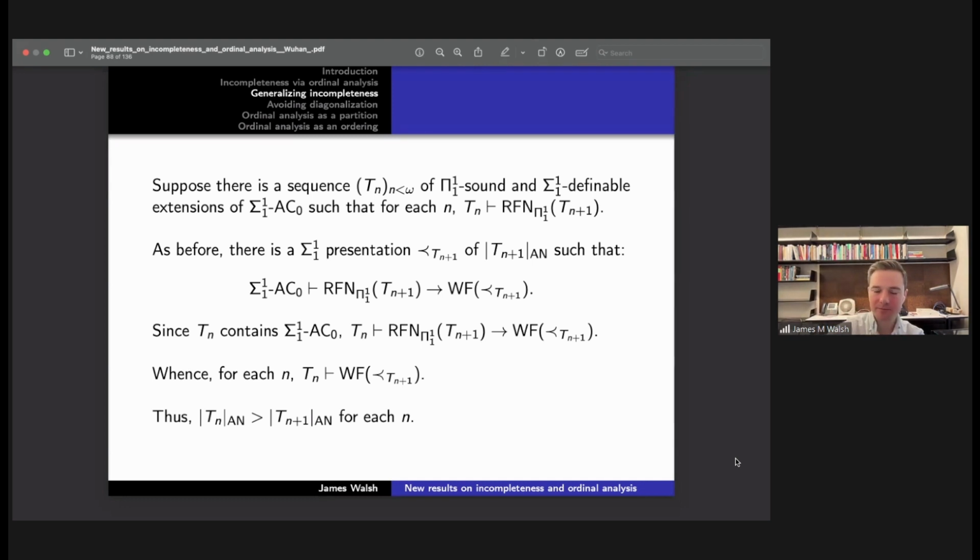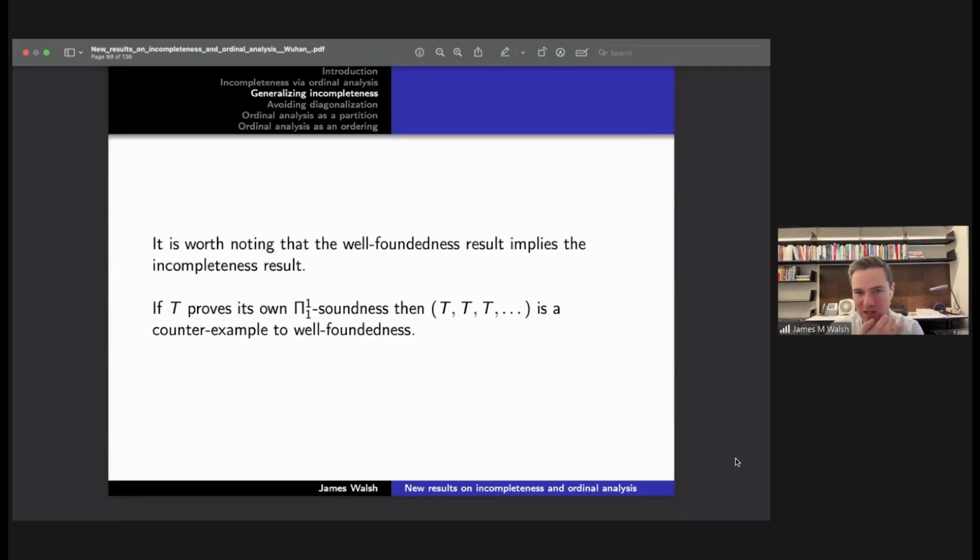Which is to say that we have a descending sequence in the ordinals. We take the analytic proof-theoretic ordinal of T0, then of T1, then of T2, and so on. And that's a contradiction because the ordinals are well-founded. So from this hypothesis, we get this descending sequence of Pi-1-1 reflection, and we can infer that we get a descending sequence in the ordinals.